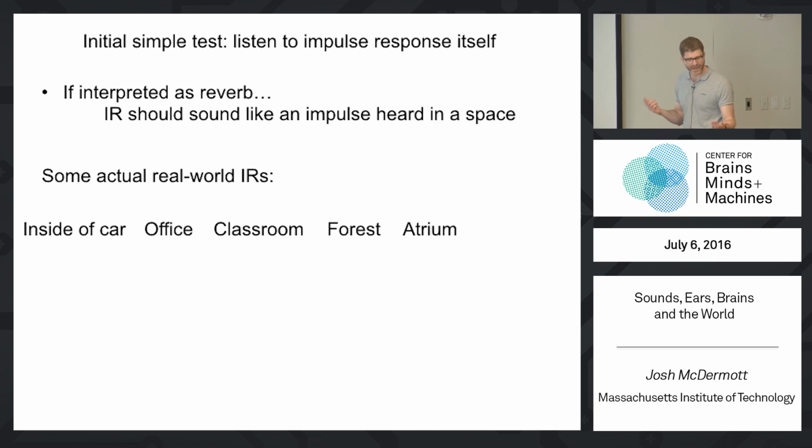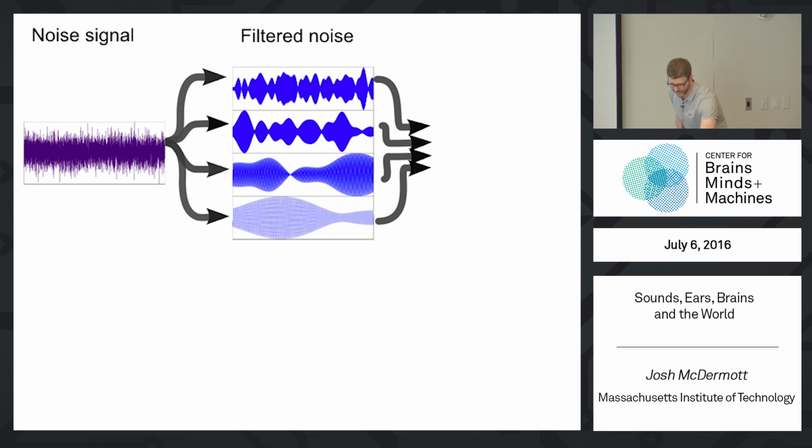When you do this with actual real-world impulse responses, they sound like impulses. So here's a classroom, an office. This is the inside of somebody's car, a forest. This is the BCS atrium. It's kind of quiet, but that's a pretty long one because it's a big space. It's the same source every time, right? So every space sounds a little different, but the point is that they always sound like impulses in spaces. Distance from the microphone is always the same. Yes, that's right.